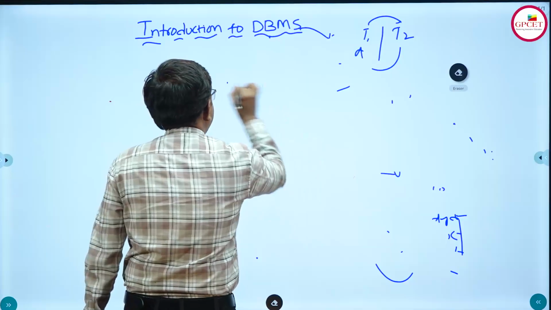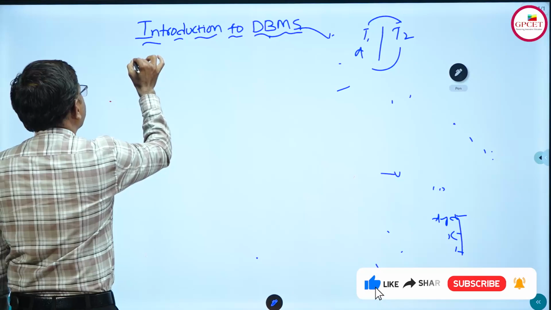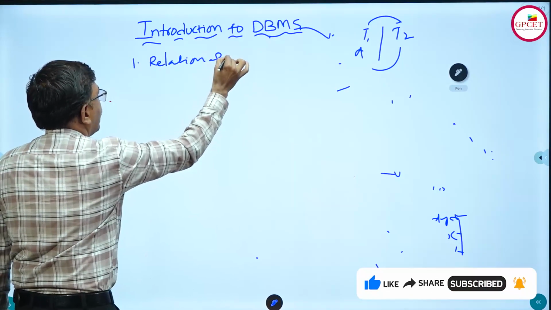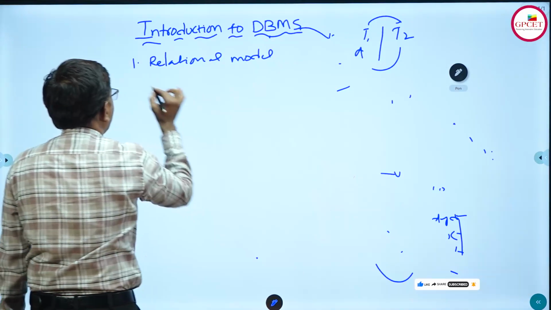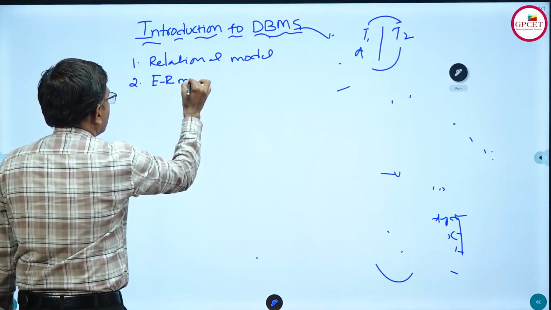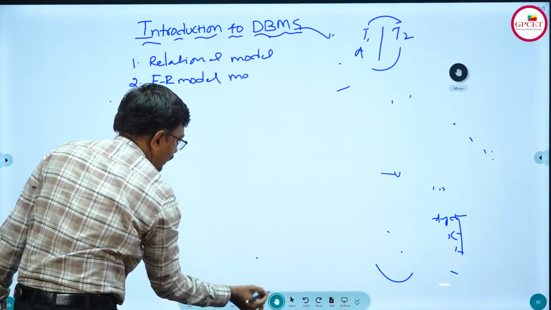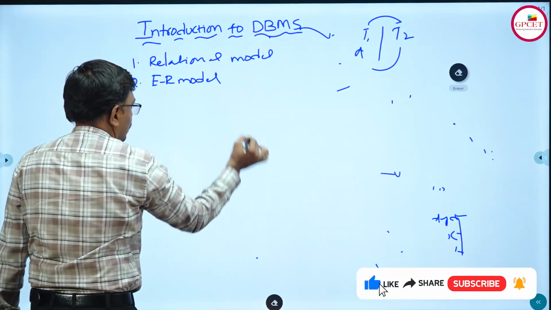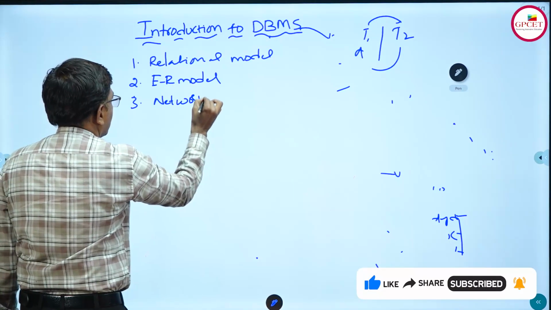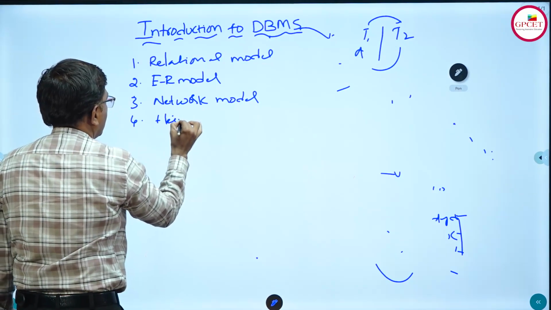Those are the different types of data models according to our academic year. The first one is the relational model. The second one is the ER model. The third one is the network model. The fourth one is the hierarchical model.